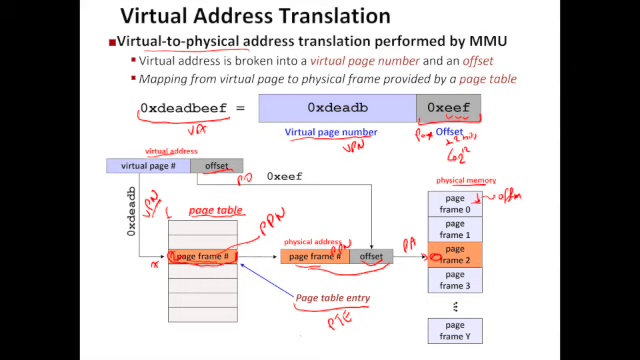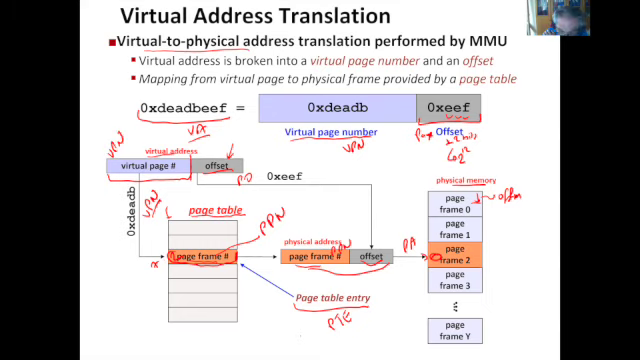Hocam, can you repeat how we get the PPN? How we get the PPN? It's pretty simple. You take the virtual address and dissect it into two. The page offset, which tells you where you are within the page, and then the rest, which is what we call the VPN.